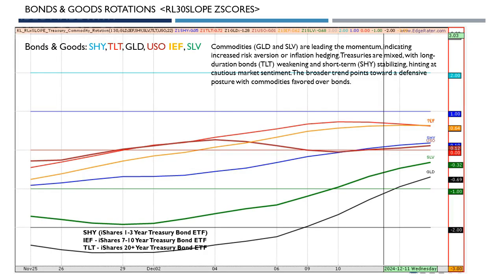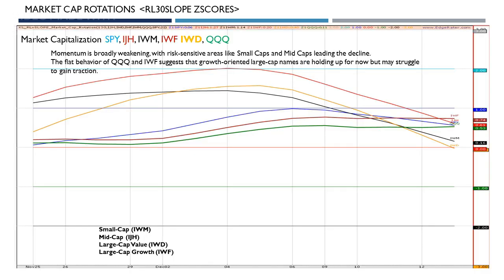Commodities like GLD and SLV are leading the momentum, indicating increased risk aversion. Long-duration bonds are stabilizing, hinting at cautious market sentiment. Momentum is broadly weakening, with risk-sensitive areas like small caps and mid-caps leading the decline. Growth-oriented large-cap names are holding up but struggling to gain traction.